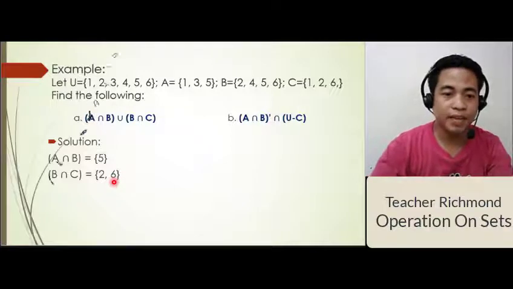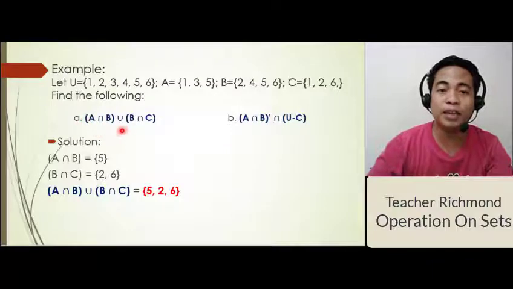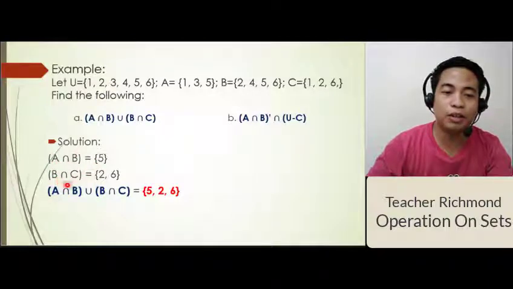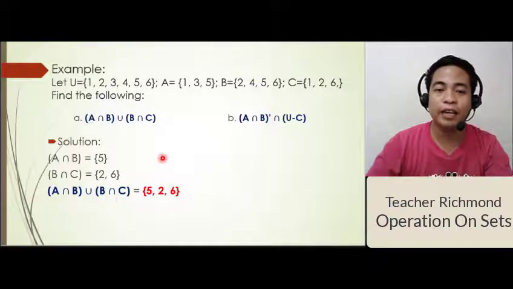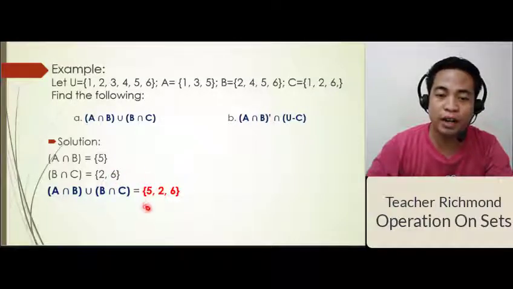And lastly, since you have the value for those sets that are enclosed with the parentheses, you can perform the indicated operation in the center, okay? Which is the union. Since you have the value for this one, which is 5, and the value for this one, which is 2 and 6, then find the union. And the union, by definition, is all the elements that are present in either set. So we have 5, 2, and 6. That's why we have here our answer.